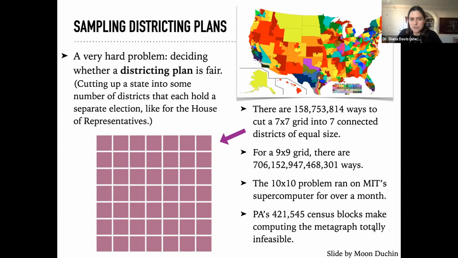So if you tried to do this with a state, I think Pennsylvania has like 9,000 something precincts, of which it's broken into 421,000 census blocks. It's just a completely intractable problem. And even if you used a supercomputer, it would run until the heat death of the universe before you even were able to measure the fairness of one districting plan. So this is not a good method.